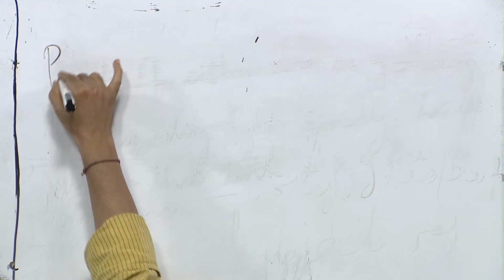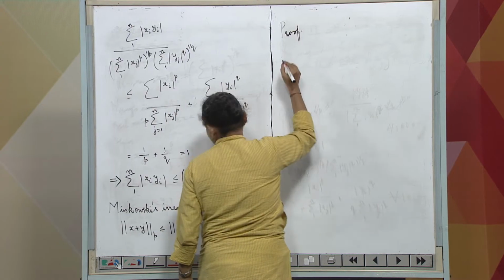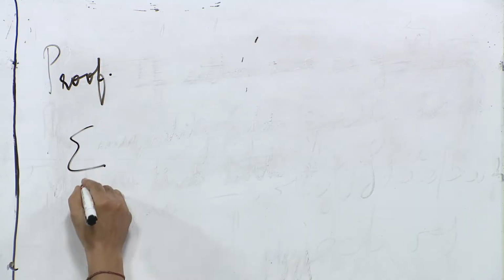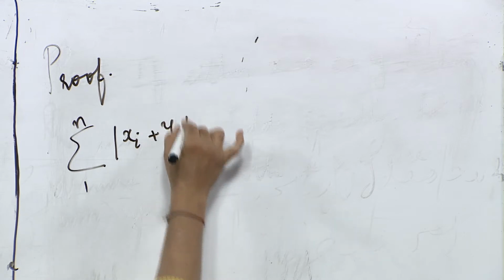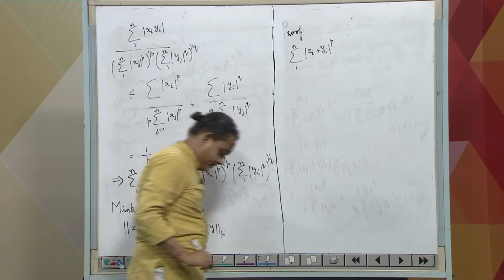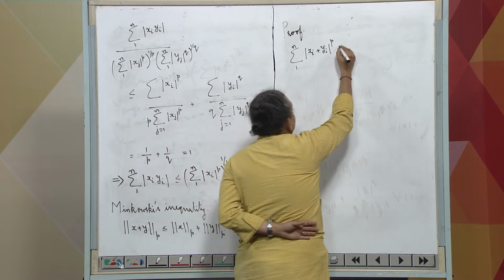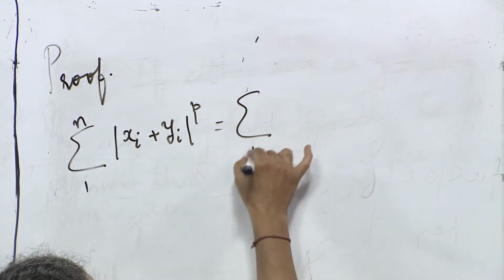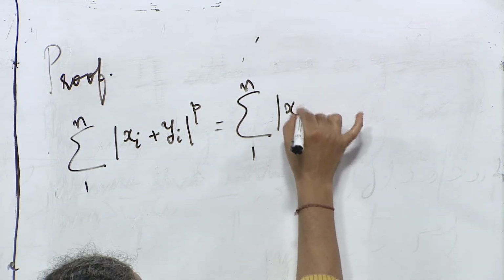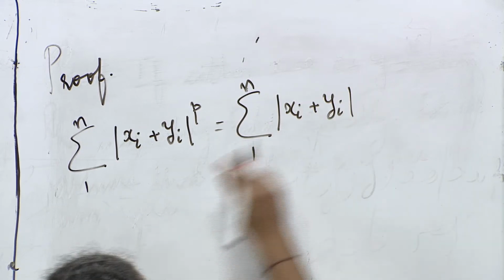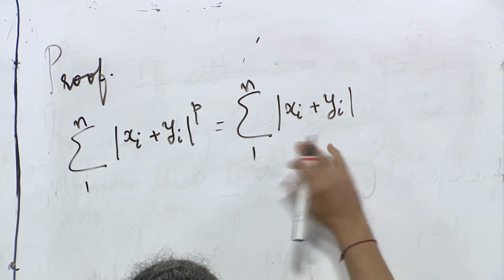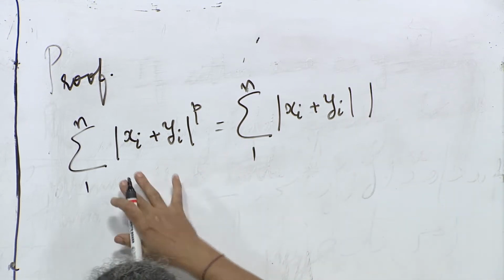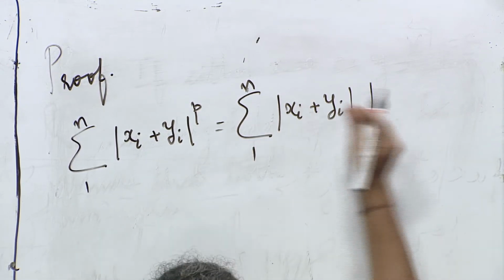Proof. Well, so what we are going to do is that we are going to start with summation 1 to n mod xi plus yi raised to the power p, right. So, this is same as summation 1 to n mod xi plus yi. So, when you say p, what we are going to do is that we are going to write it as a product of x plus y times the p minus 1 times.